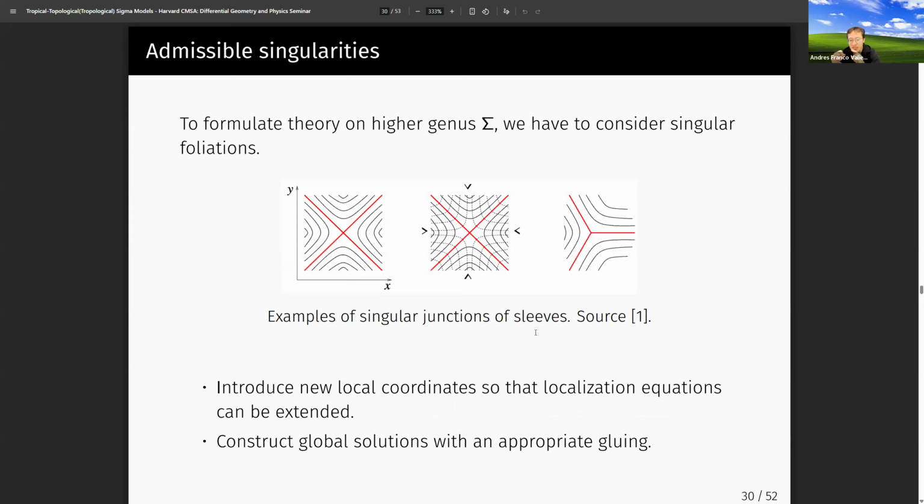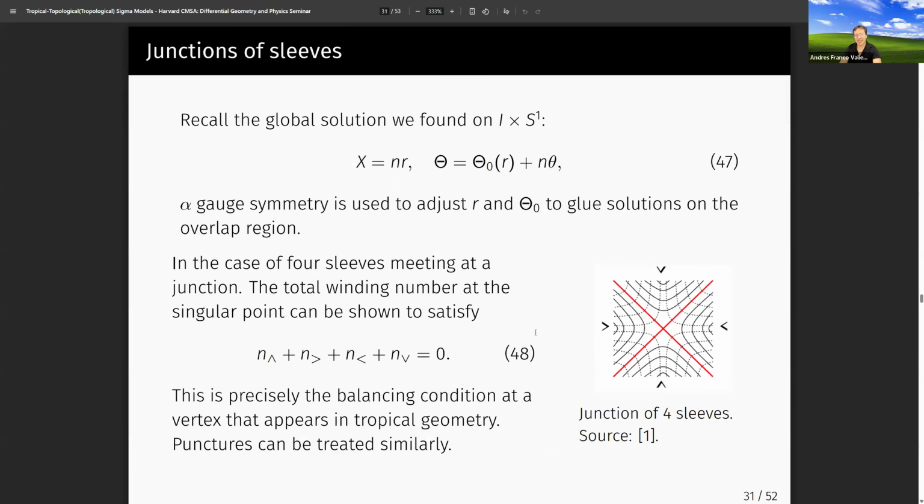And the key trick is essentially to define new local coordinates so that you can actually naturally extend these localization equations. But what you actually end up finding is, if you remember what the solutions look like, you had this extra integer winding number. And so when you actually extend the solutions, what you're going to actually end up finding is that they satisfy a condition between all of these winding modes, right?